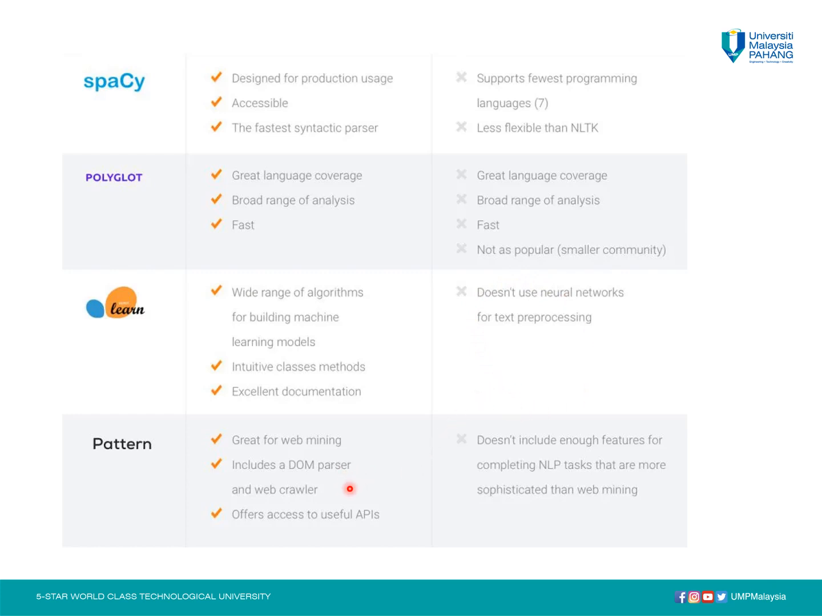The last one, Pattern, is great for web mining and includes a DOM parser and web crawler. So if you want to use a web crawler, you can use Pattern. I never used it, but you can explore it. It offers access to useful APIs. The downside is that it doesn't include enough tools for completing NLP tasks. I think that's all for the theoretical part. Maybe I can explain a little bit more of what you have learned in theory using Python, in the next video. I'll see you there.